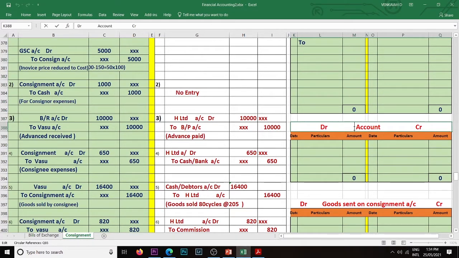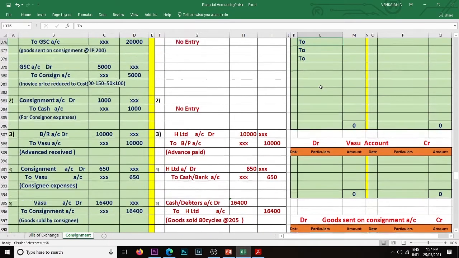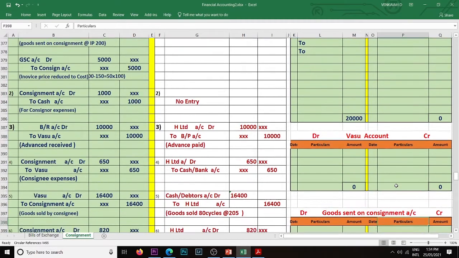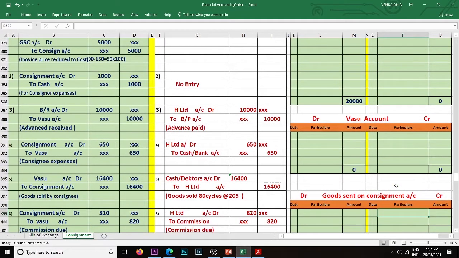Consignee name is Vasu. You have to be perfect in this consignment because you already have intermediate, and here one advantage is to refer to the answer which I prepared. Consignment account related to goods on consignment, 20,000. And in goods on consignment, by consignment.